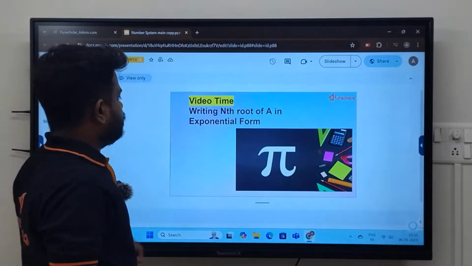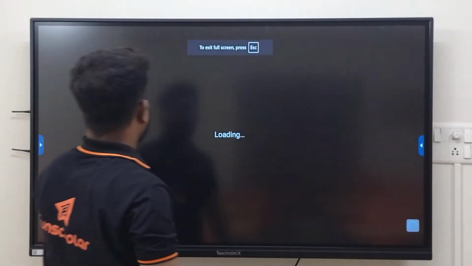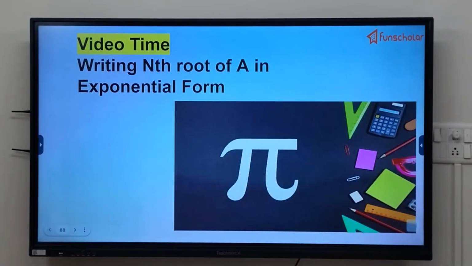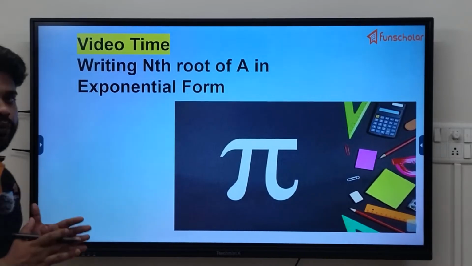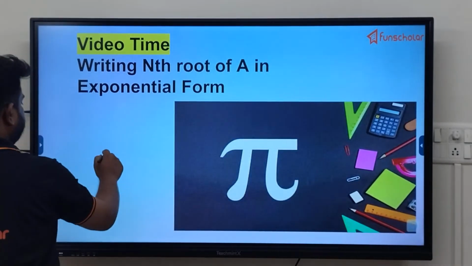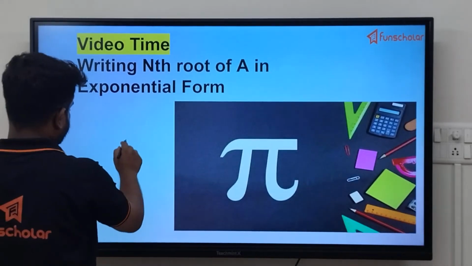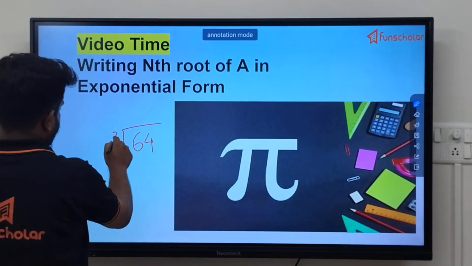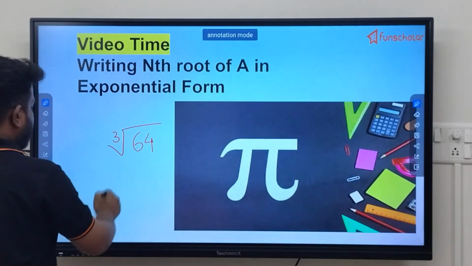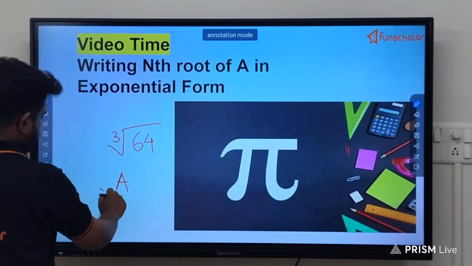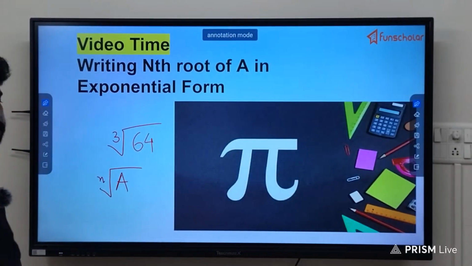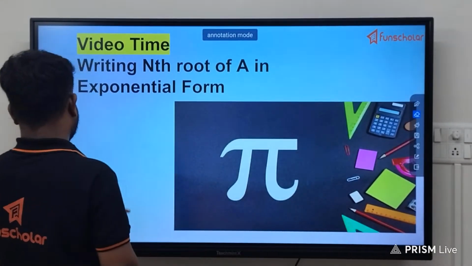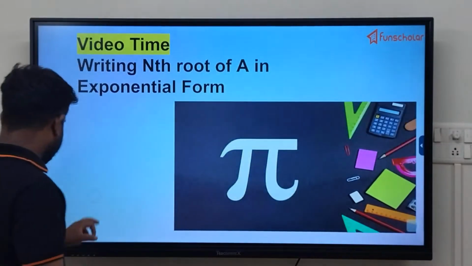Okay, so we have learned the nth root of a in exponential form. How can we write the nth root? Just like if I tell you to write this one, and if I tell you to write this one, how can we write it? This was the topic of this video. So let's go to the next one.